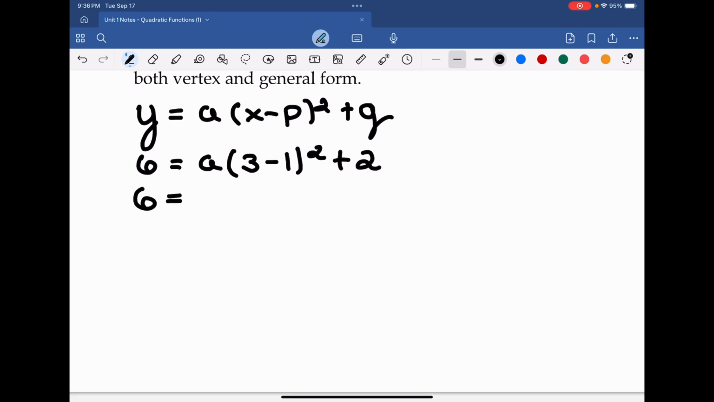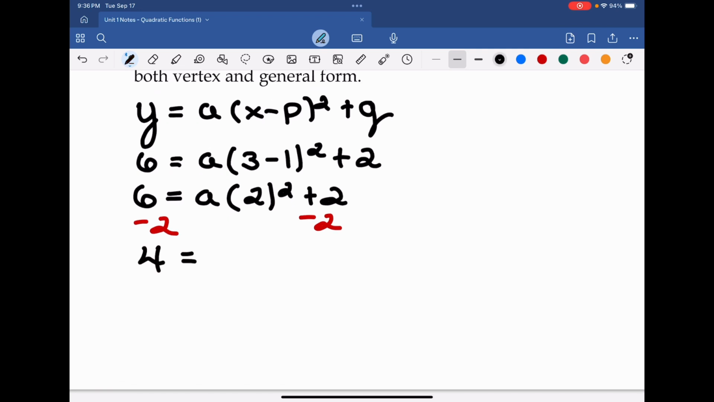Now let's simplify this. 6 is equal to a(3 - 1) is 2 squared, plus 2. I'm going to subtract away the 2 from both sides. When I subtract away the 2 from both sides, I get 4 is equal to a. 2 squared is 4. I divide by 4, and I divide by 4. This is going to give me a is equal to 4 divided by 4, which is just a equals 1.